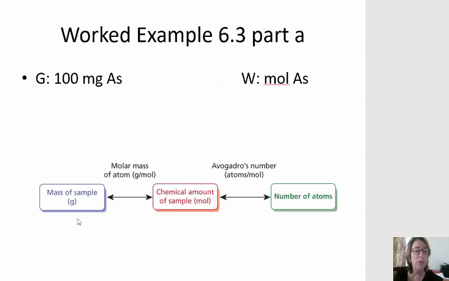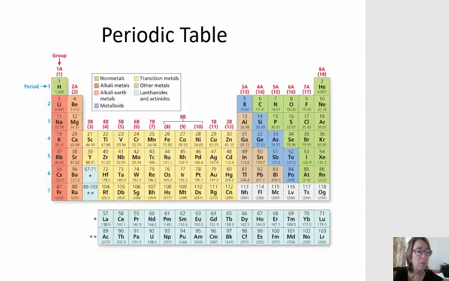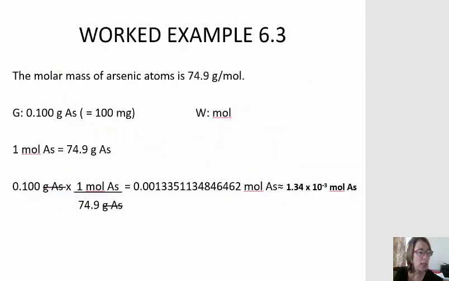So now that we have our mass in grams, we can use the molar mass as a conversion factor. And for atoms, the molar mass is found on the periodic table. Arsenic is in family 5A. Its molar mass is 74.92 grams per mole. Now your textbook likes to round to the 10th place. I like to round to the 100th place. I'm not concerned about rounding.